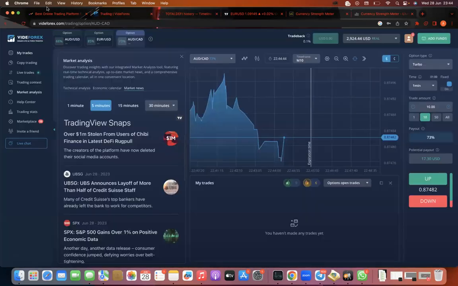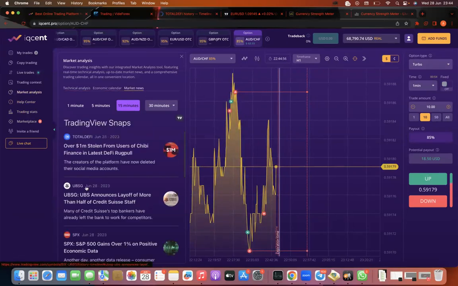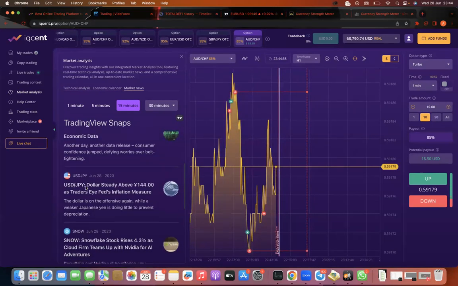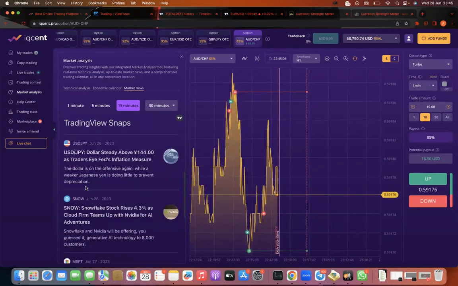You see, it's the same thing as here. Look at it here, market analysis. I'm just using both of them so you can see that they are both the same. You understand? So for those who may be using this Vite Forex, it's also the same thing, with rollover options and all of that.